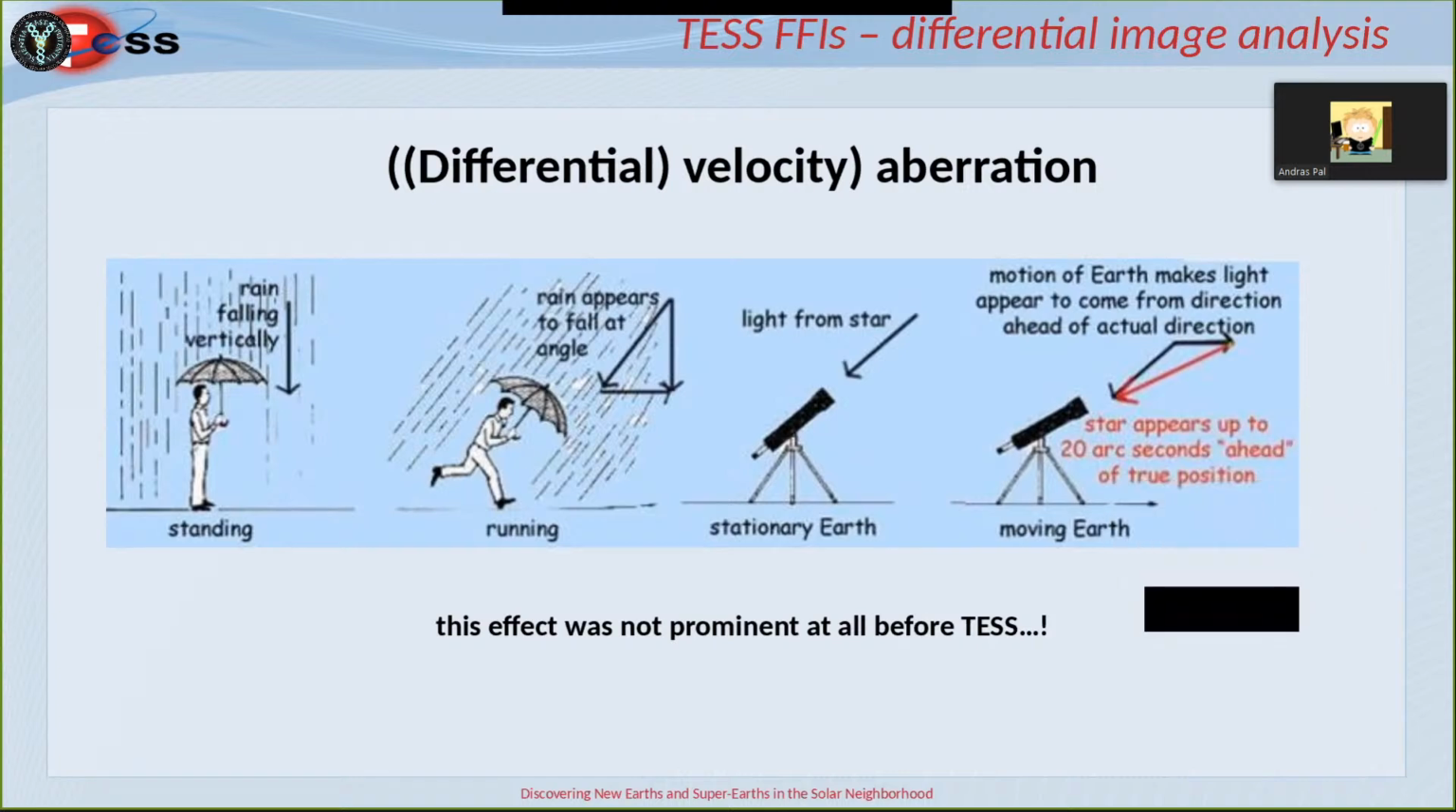So if you compute that the orbital velocity of Earth around the Sun is exactly 10 to the minus fourth of the speed of light, it means that there will be an aberration, a difference in the apparent location of the stars, which is exactly in the same order. So 10 to the minus 4 radians. And if you convert 10 to the minus 4 radians into arcseconds, you get 20 arcseconds. And 20 arcseconds is exactly one TESS pixel.